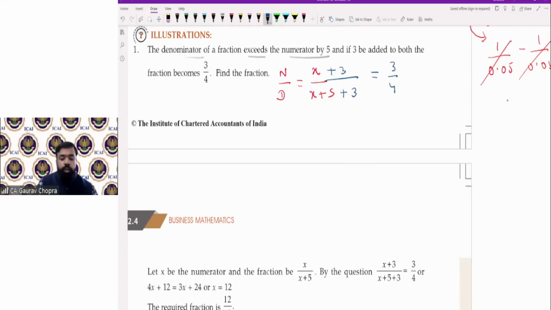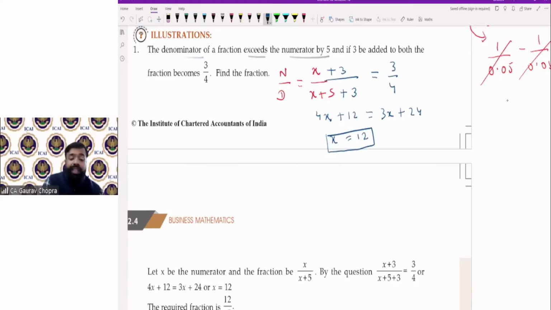Now let us cross multiply and simplify. So it becomes 4x plus 12 equal to 3x plus 8 into 3 is how much? 24. So 4x minus 3x becomes x equal to 12. X equal to 12. So in this way, you have got the value of x.